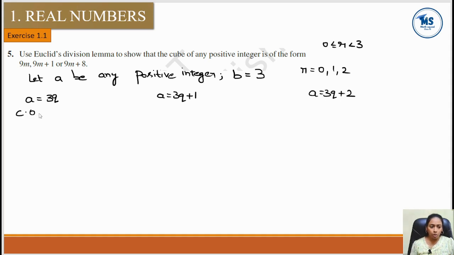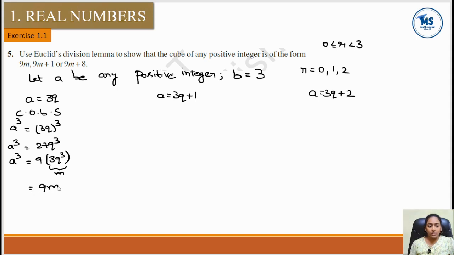Now cubing on both sides. If we cube both sides, a cube is equal to 3q whole cube. A cube is equal to 27q cube. Since q is an integer, you can write this as 9 into 3q cube, and 3q cube is another integer, m. So a cube is equal to 9m. Okay, that's it here.